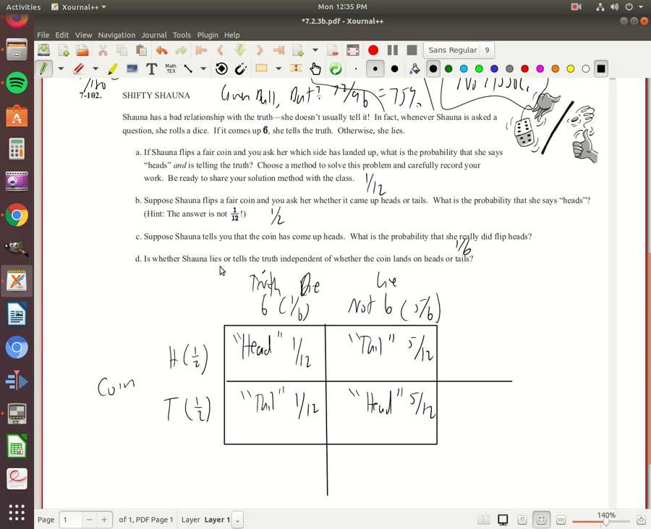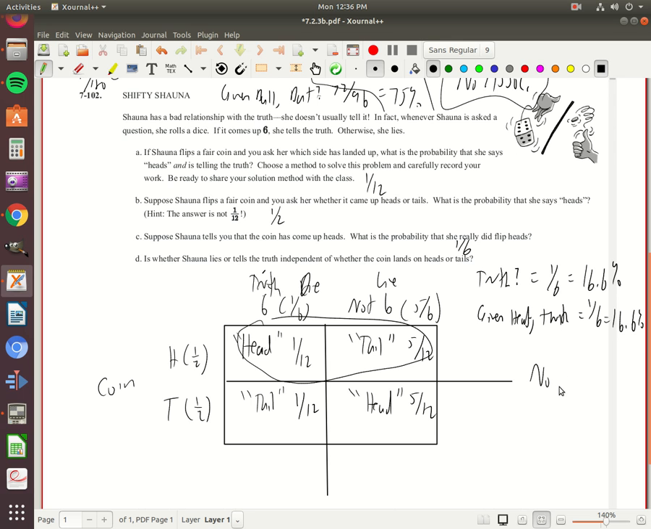And then it says, is whether Shauna lies or tells the truth independent of whether the coin lands on heads or tails? So first of all, let's just say, okay, what are the odds that you tell the truth? We know that there's a 1 in 6 chance of her telling the truth, which is 16.6%, right? Well, now we'll say, given heads, what's the odds that you tell the truth? And again, it's 1 in 6, which is 16.6%. So I would say there's no association.